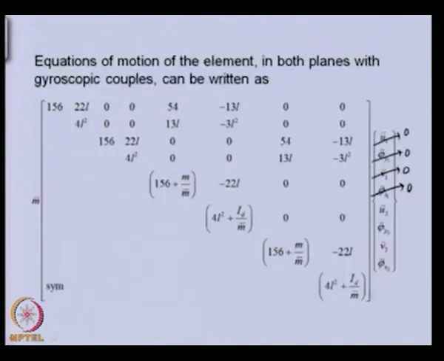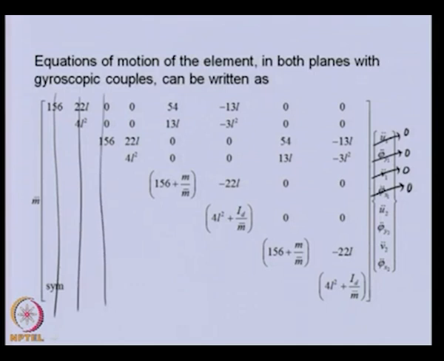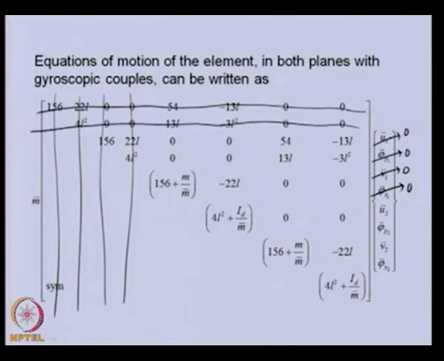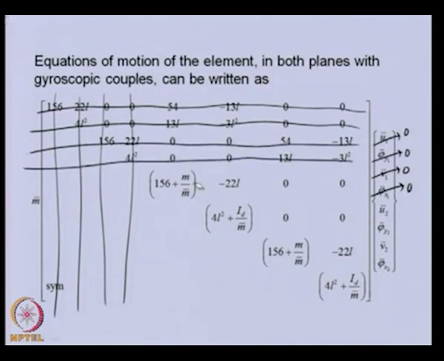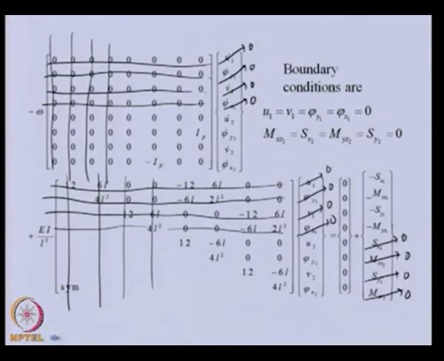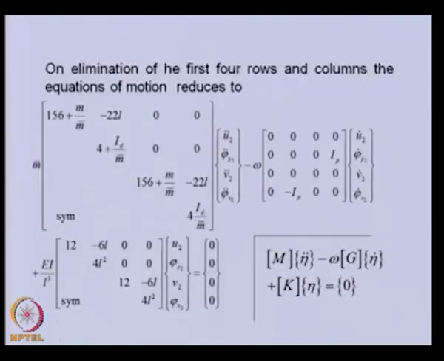Similarly for the mass matrix, this mass matrix and stiffness matrix are symmetric, only the gyroscopic matrix is skew symmetric. So the first 4 rows and columns of these matrices are eliminated. The remaining ones we will write separately. So this is the reduced form of the equation of motion after boundary conditions.